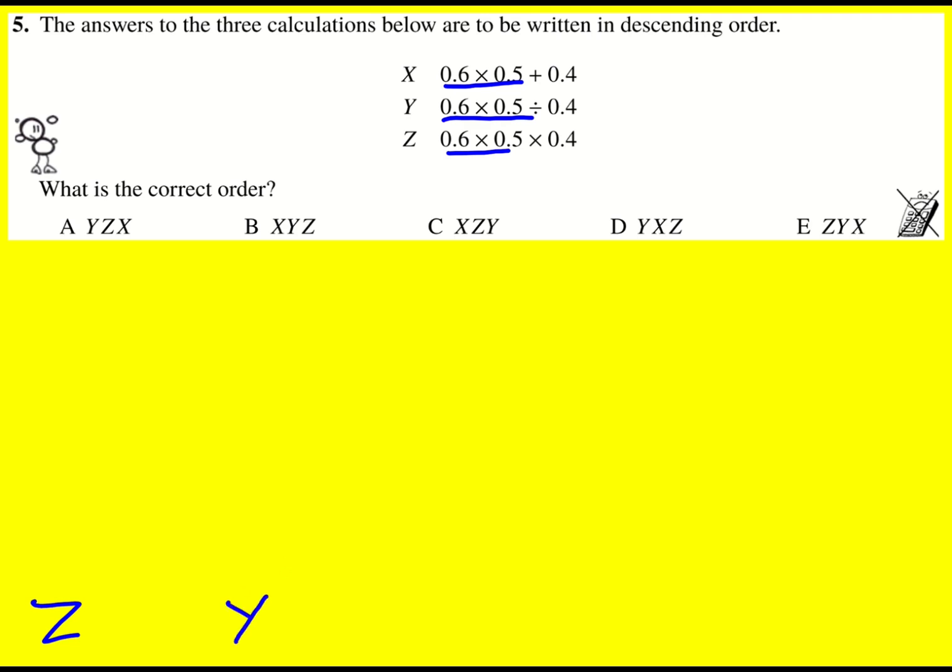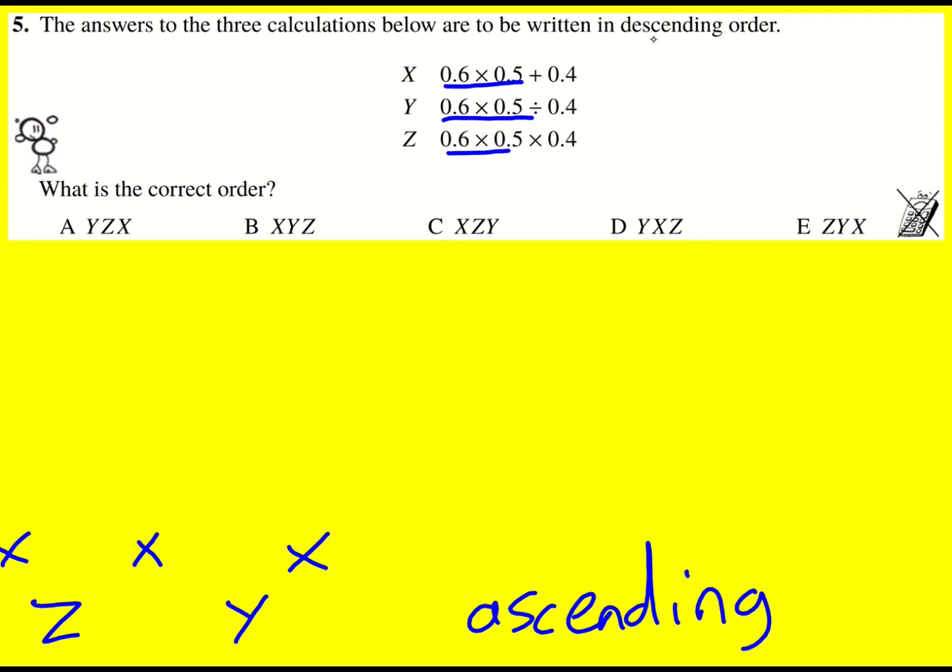I just don't know then where X is going to go. Actually, is X going to go here, here, or here? By the way, at the moment I am working in ascending order. It just feels a bit more natural to do that, smallest to biggest. But in the final answer, we have to do it in descending. So I will bring that in at the end.